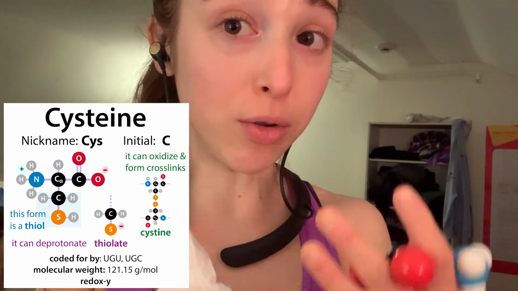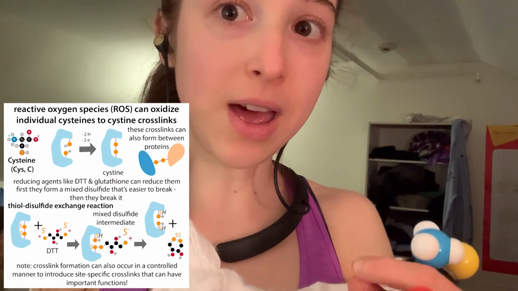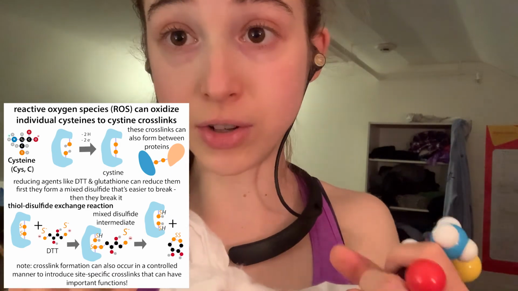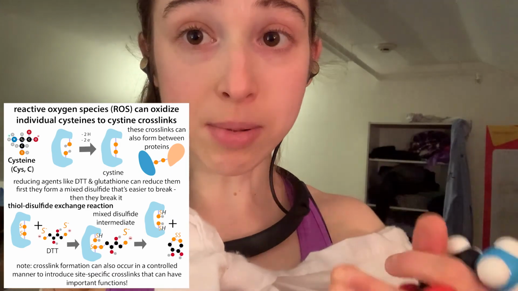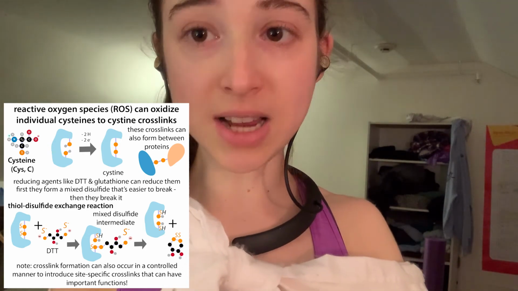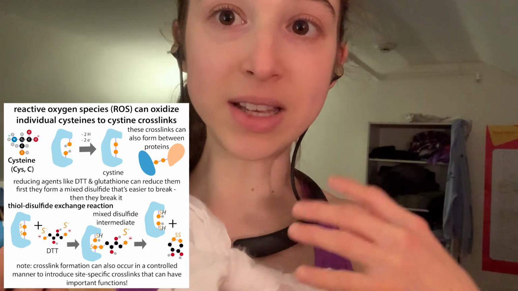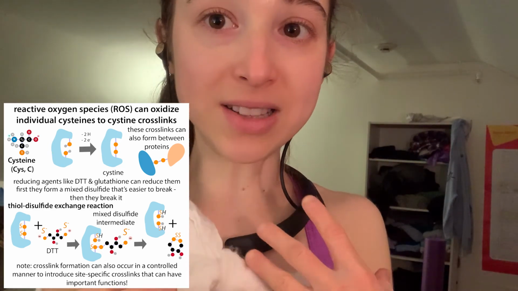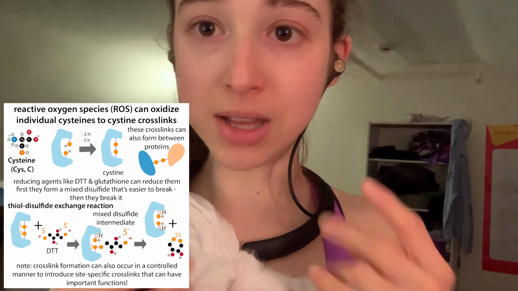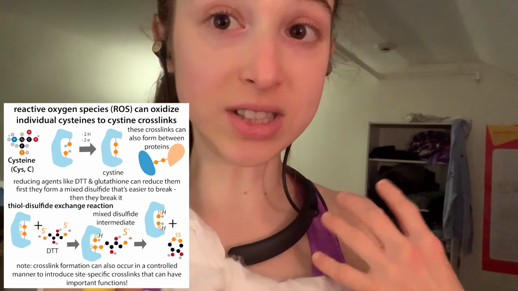If it happens in a controlled manner, it can be really important for protein function, like holding the chains of antibodies together. But if it happens in an uncontrollable way, this can cause problems because you can be linking the wrong stuff up. So our bodies maintain a reducing environment to prevent that from happening by using glutathione. And in the labs, we mimic these reducing conditions using reagents like DTT and beta-mercaptoethanol.